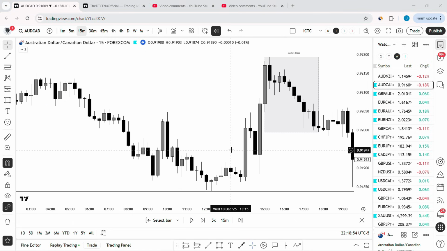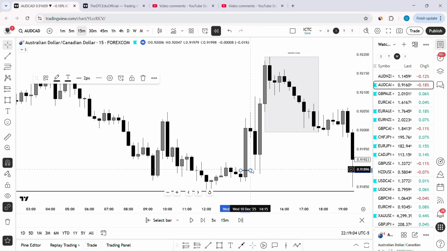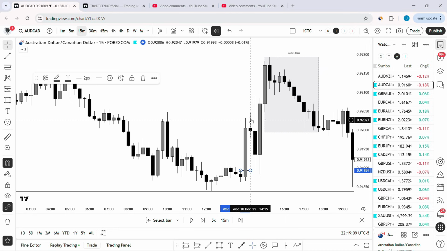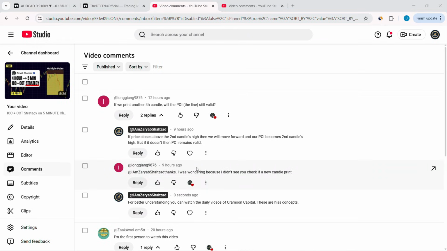Now for the example of the POI remaining valid, we can use this candle as it closes above the high of the previous candle, but on the next candle the price did not close above the high of this candle. So this POI will still remain valid and we will look for our trade signal when the price retraces back to this level. I think that was enough explanation.